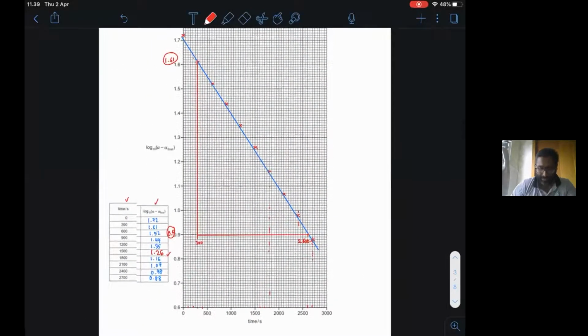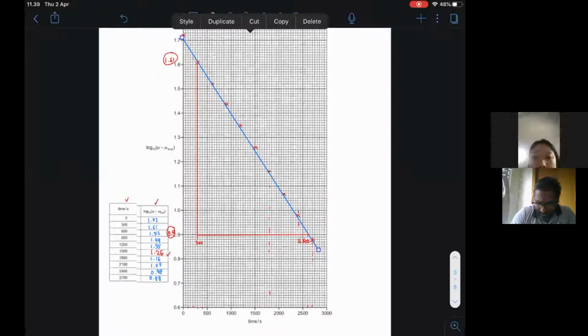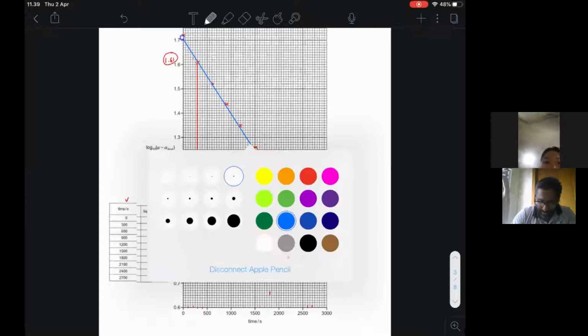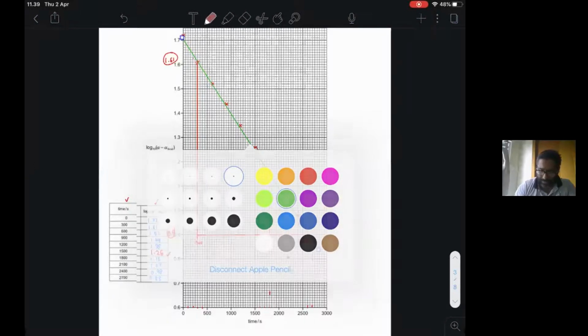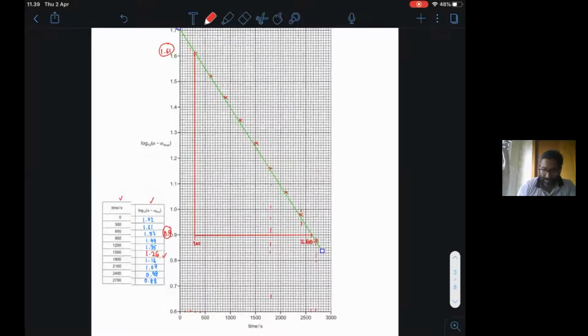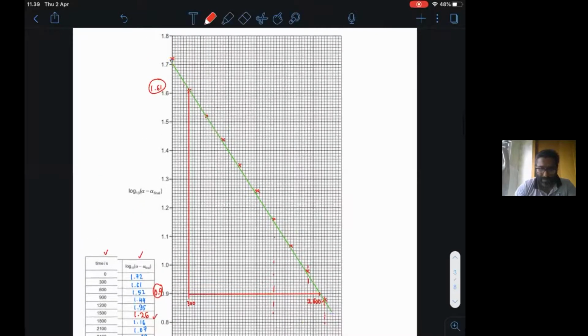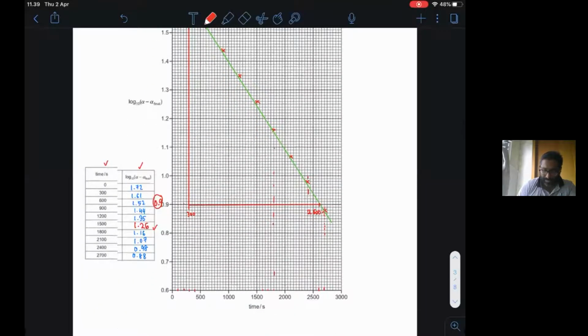So you have a look. I have plotted the graph, and I will get some kind of a straight line graph. You can see over here. You will get something like a straight line graph. But of course, when you are drawing, try to get a best fit graph. You can see some of the parts, they are not fully joined. So try to get a best fit graph. And then I'm going to move on.